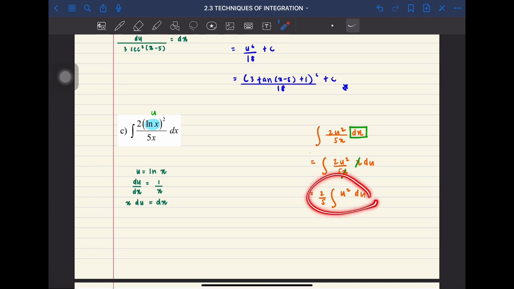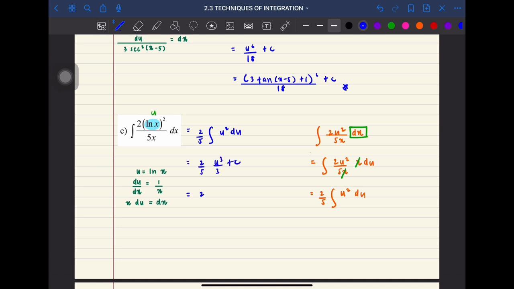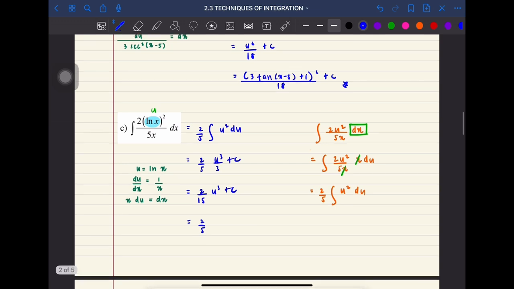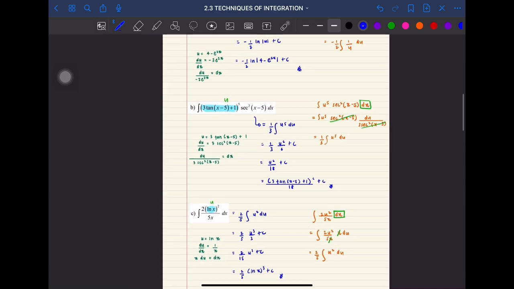We have no problem integrating this. So now you can put in your working steps. We have 2 over 5 integral of u squared du. Directly integrate: 2 over 5 times u^3 over 3 plus c, so 2 over 15 u cubed plus c. Your u is ln x. So this is your final answer. That's it for question number 8.